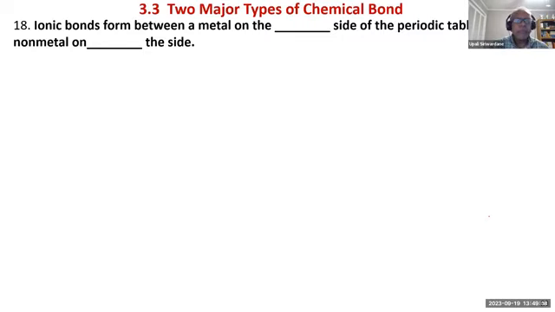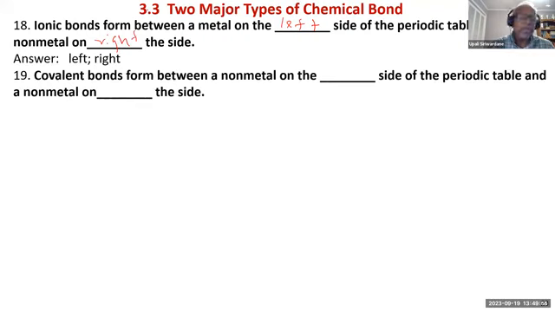An ionic bond is formed between a metal on the left side of the periodic table and a non-metal on the right side of the periodic table. That is what we are looking for. A covalent bond is formed between a non-metal and a non-metal. Non-metals are found on the right side of the periodic table. Therefore, the answer is right.